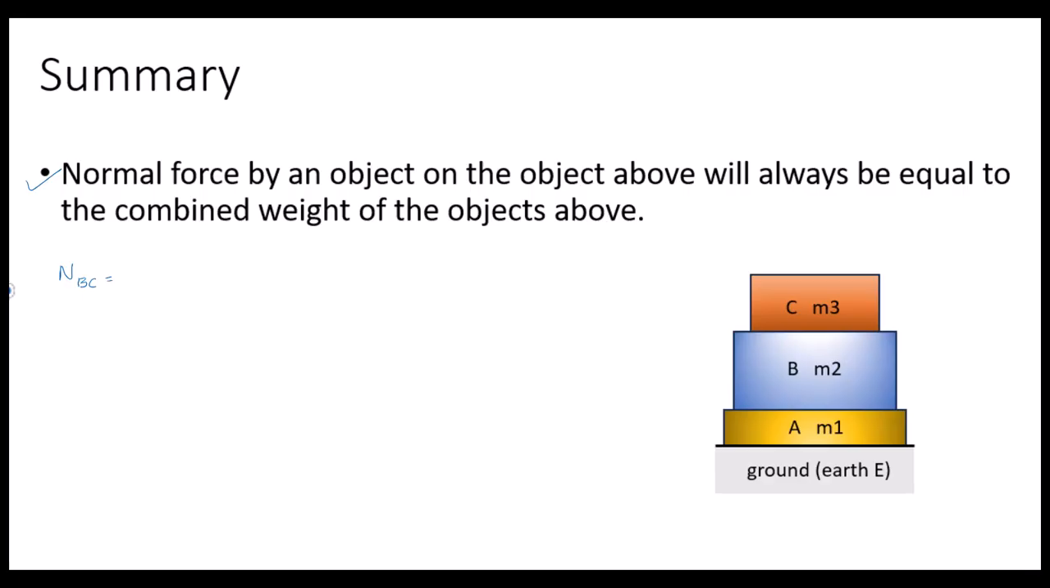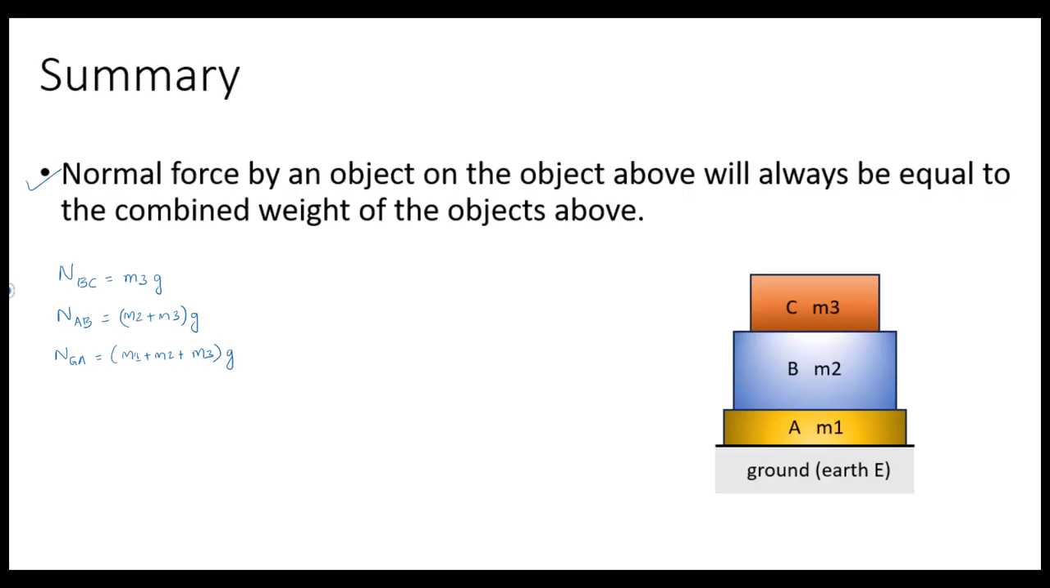So weight of C, yeah. So that will be equal to M3G. And normal force by A on B will be equal to weight of B plus weight of C. That will be equal to (M2 plus M3) times G. And normal force by the ground on the object A will be equal to weight of all the objects, A and the ones above. So that will be equal to (M1 plus M2 plus M3) times G.